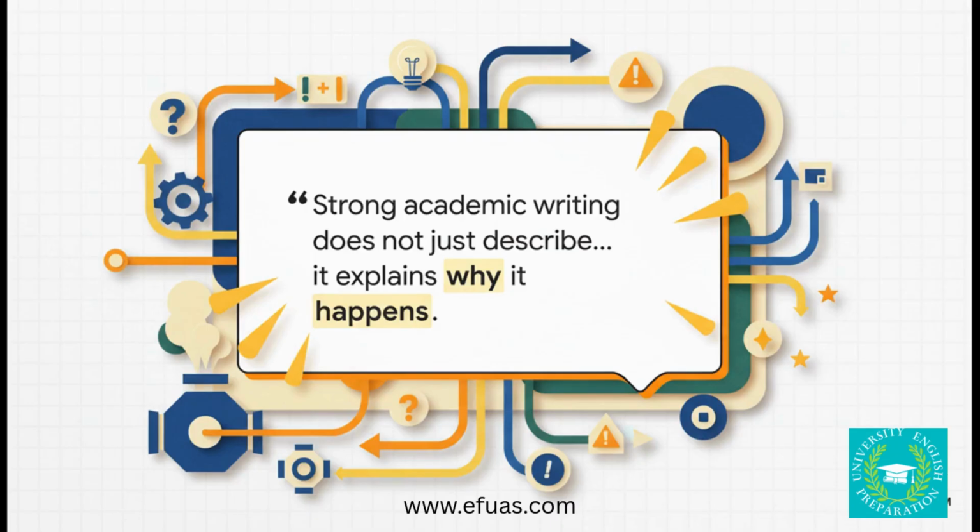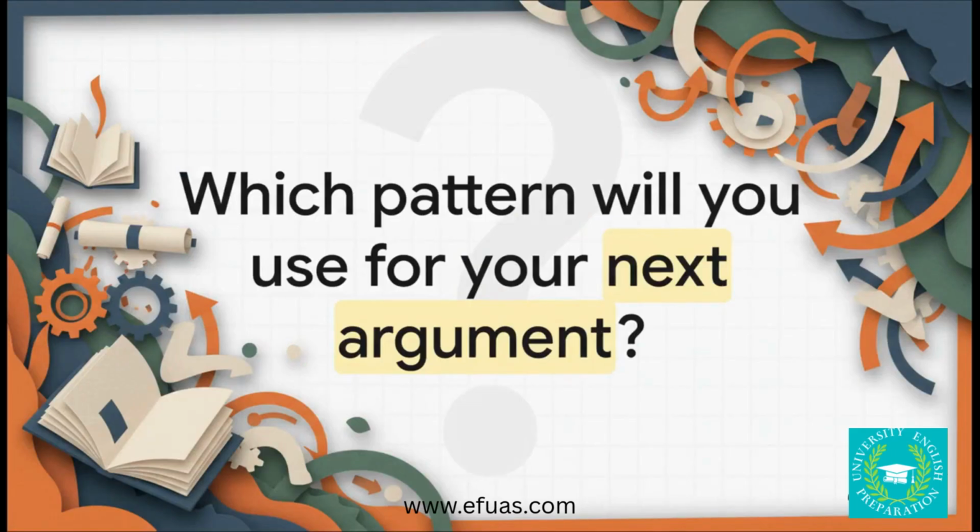Your job as an academic writer isn't just to be a reporter who describes what's happening. It's to be an analyst, a detective who explains the why behind it all. So the next time you sit down to write, don't just let your sentences fall onto the page. Be intentional. Think about these two patterns. Which one will you use? How can you use it to guide your reader's focus and build a stronger, more powerful, and way more analytical argument?